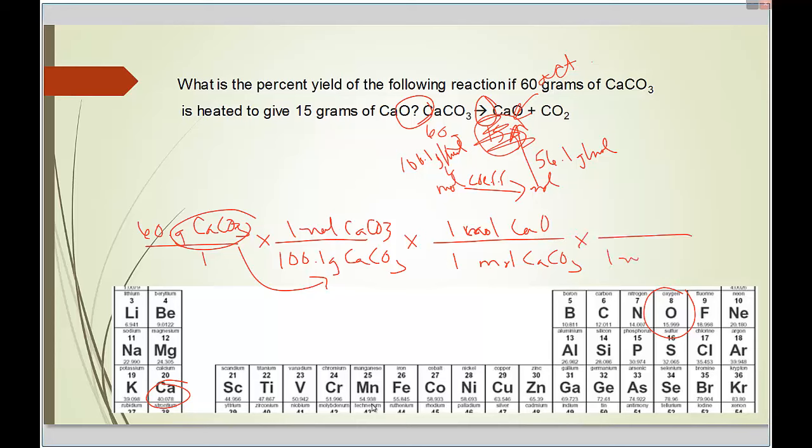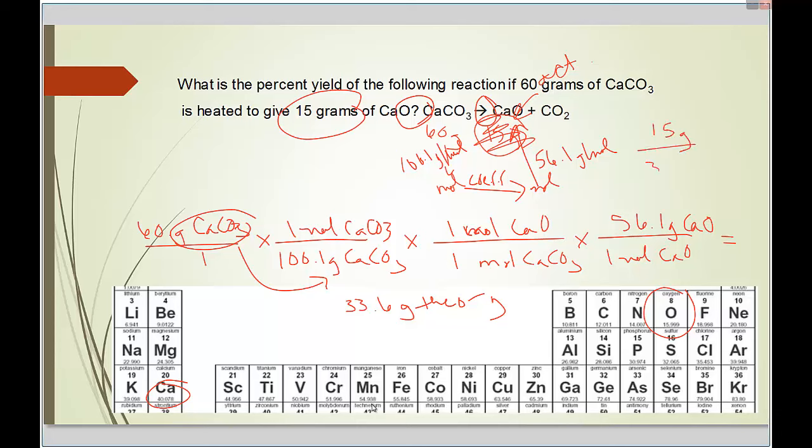And that'll tell me how many grams that I should have been able to produce, how much my theoretical would have been. So that's 60 divided by 100.1 times 1 divided by 1 times 56.1. That comes out to be 33.6 grams for your theoretical yield. Now, to get the percent yield, it's going to be what you actually got divided by the theoretical. So the actual is 15 divided by 33.6 times 100. That comes down to be 44% yield.